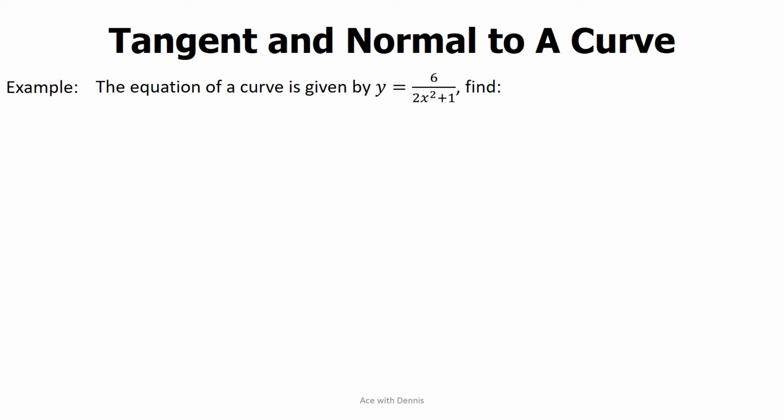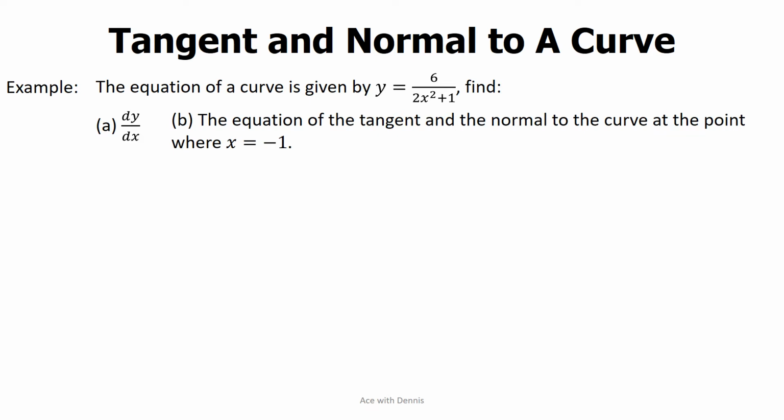The equation of a curve is given by y equals 6 over 2x squared plus 1. Find A, dy over dx. B, the equation of the tangent and the normal to the curve at the point where x equals -1. Here is the solution. For A, given that y equals 6(2x squared plus 1) to the power of -1. Remember, before we want to do differentiation, we need to leave the equation in indices form.